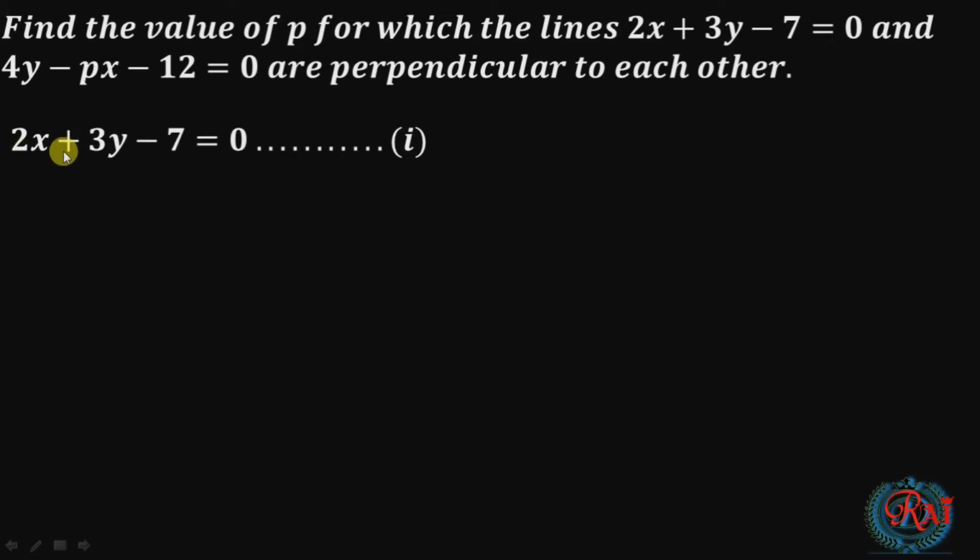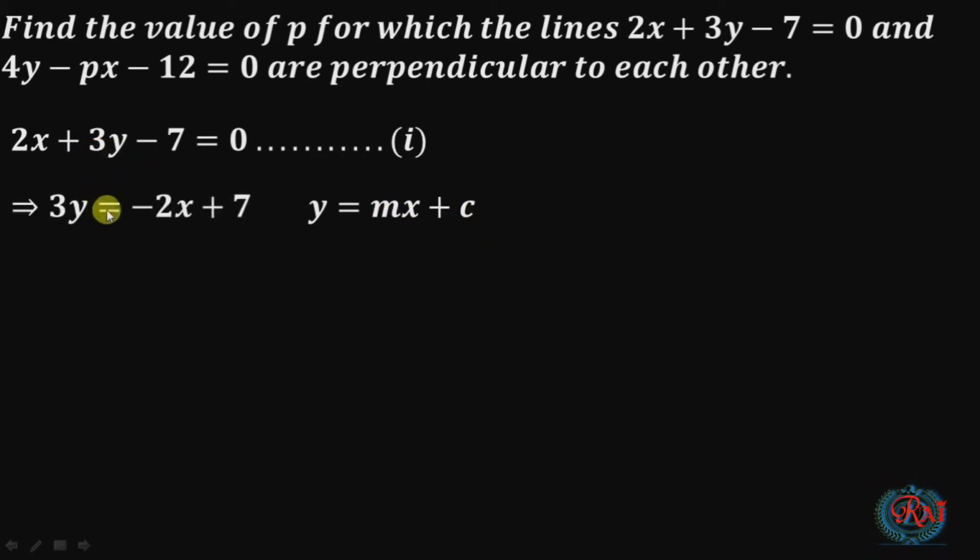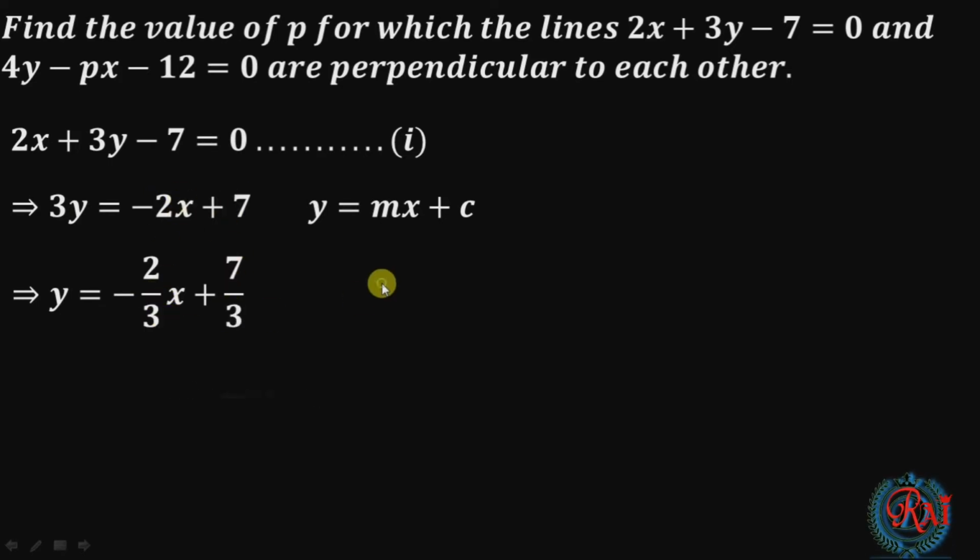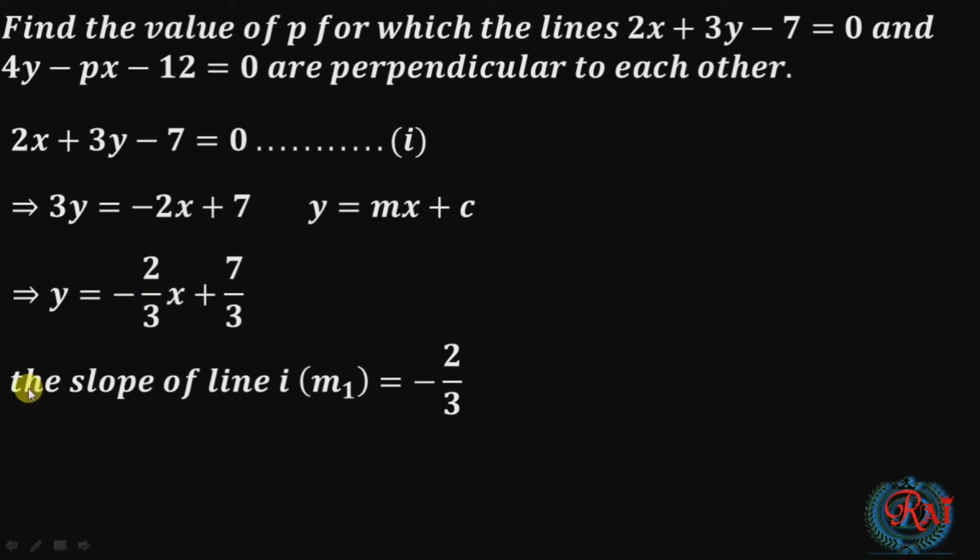We need to convert this equation in the form of y is equal to mx plus c. So now 3y is equal to, when plus 2x goes this side it is a minus 2x, minus 7 when it goes this side is a plus 7. So y is equal to minus 2 divided by 3, x plus 7 divided by 3. From here we'll get the value of slope. The slope of line 1, that is m1, is equal to minus 2 by 3.